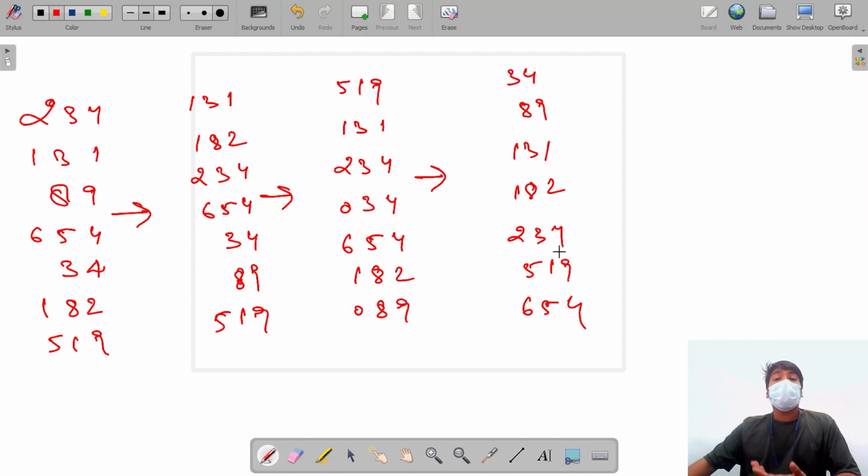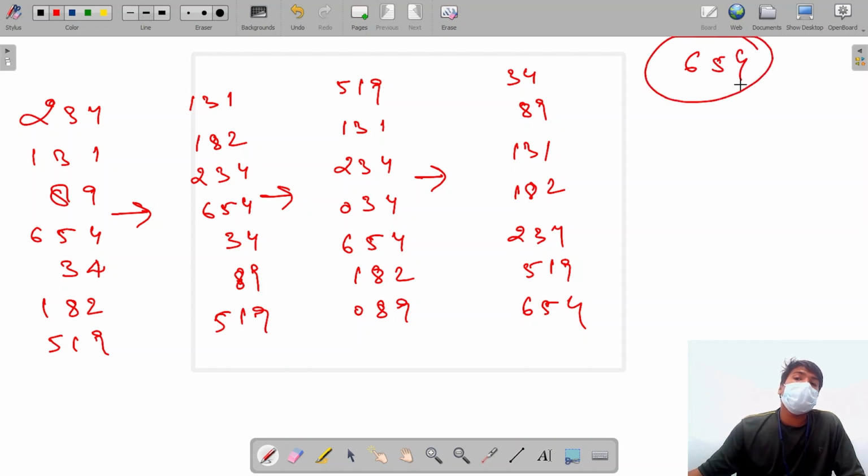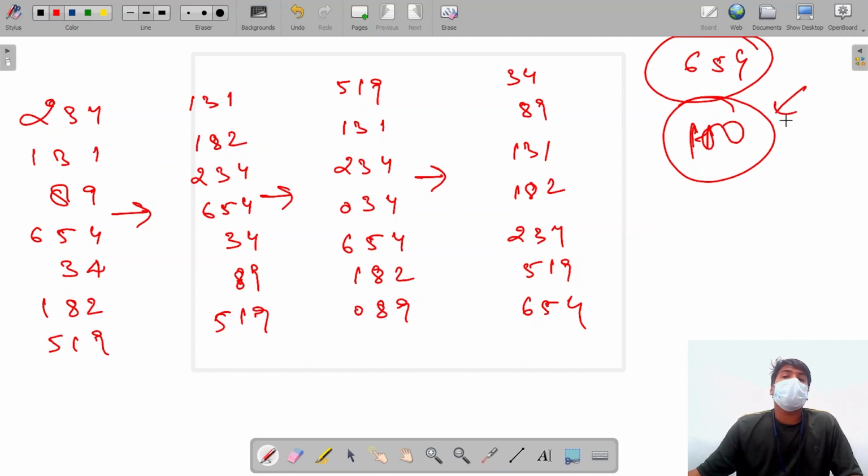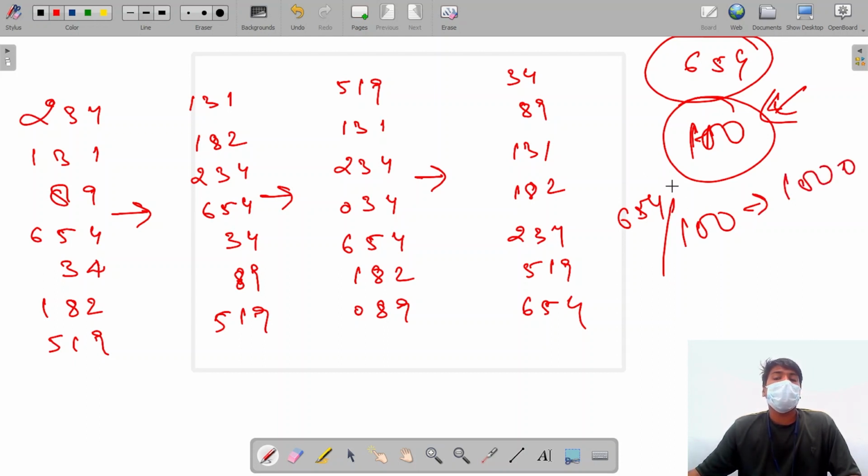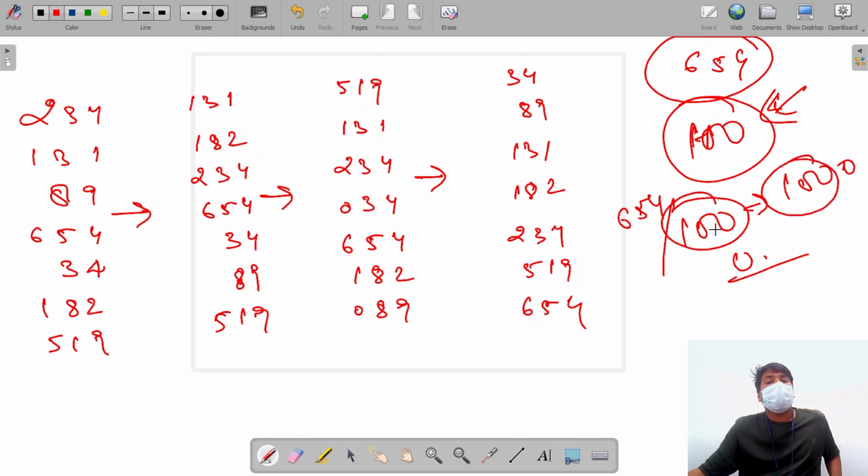So, till when are we going to divide it? Till the greatest element, which is 654. 654 is of 100 place value, right? So we divided it completely till 100. Now my divisor will become 1000, and now it will not be divided, right? The answer will come as 0 point something, right? So when my divisor becomes greater than the highest number, then at that time we will stop this loop.